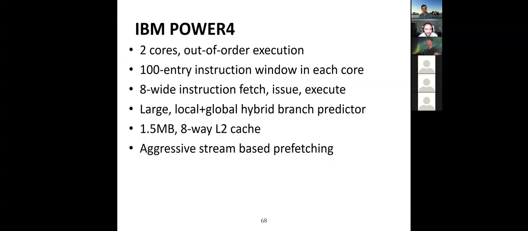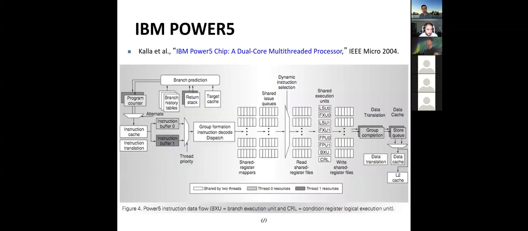Yeah. So 2 cores, a 100 entry instruction window, which is a very deep instruction window, 8-wide instruction fetch, so very wide, a very fancy large core, large local-global hybrid branch prediction, a reasonably large L2 cache, although not super large, and aggressive stream-based prefetching. IBM was always one of the most advanced companies on the prefetching end. And this is Power 5.